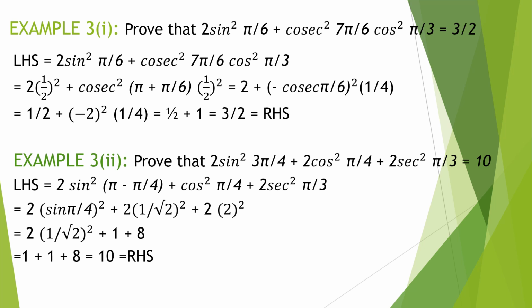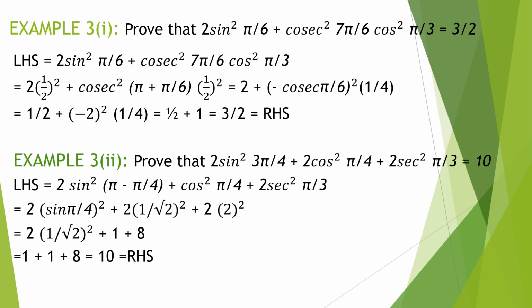Example 3, first case. Prove that 2 sin square pi by 6 plus cosec square 7 pi by 6 cos square pi by 3 is equal to 3 by 2. First of all, we write the left hand side, what is given. Now sin pi by 6, you know it is half, so 2 into half square, plus cosec square 7 pi by 6. Again, as I am telling you, generally try to convert the angles, 7 pi by 6 as pi plus pi by 6. Into again cos pi by 3 is half, so half square.